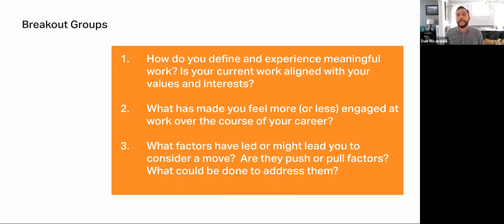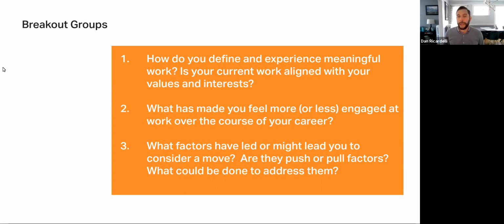So how do you define and experience meaningful work, and is your current work aligned with your values and interests? And then second, what has made you feel more or less engaged at work over the course of your career, recognizing that that will change as you progress in your career. And then lastly, what factors have led or might lead to you considering moving jobs? And are there push or pull factors? And what can be done to address those factors?